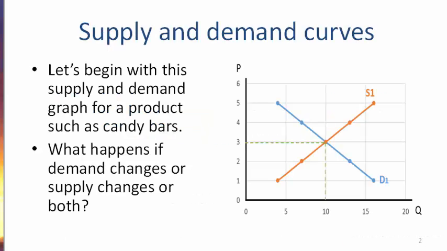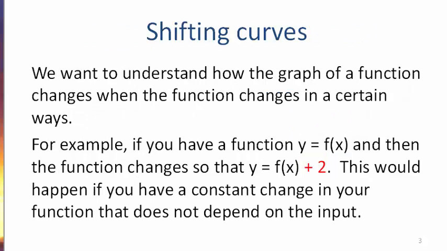So let's look at this supply and demand graph and say this is for a product such as candy bars. We note the equilibrium price and quantity. So what will happen if either the demand curve changes or the supply changes or both? In order to understand that question, we need to understand how the graph of a function changes when the function itself changes in certain specific ways.